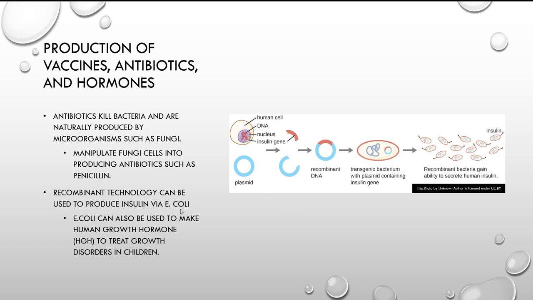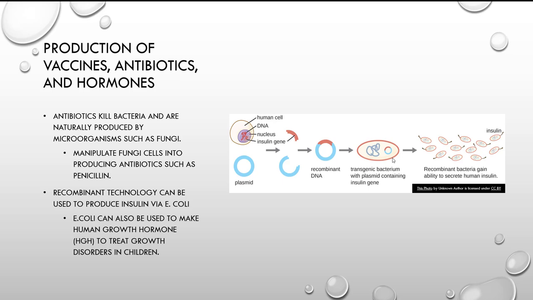In this case, it's E. coli that is the bacteria. And then that E. coli will go ahead and divide via binary fission to produce identical copies of itself. And from there, the bacteria will start to secrete human insulin, so we can use that to produce insulin.